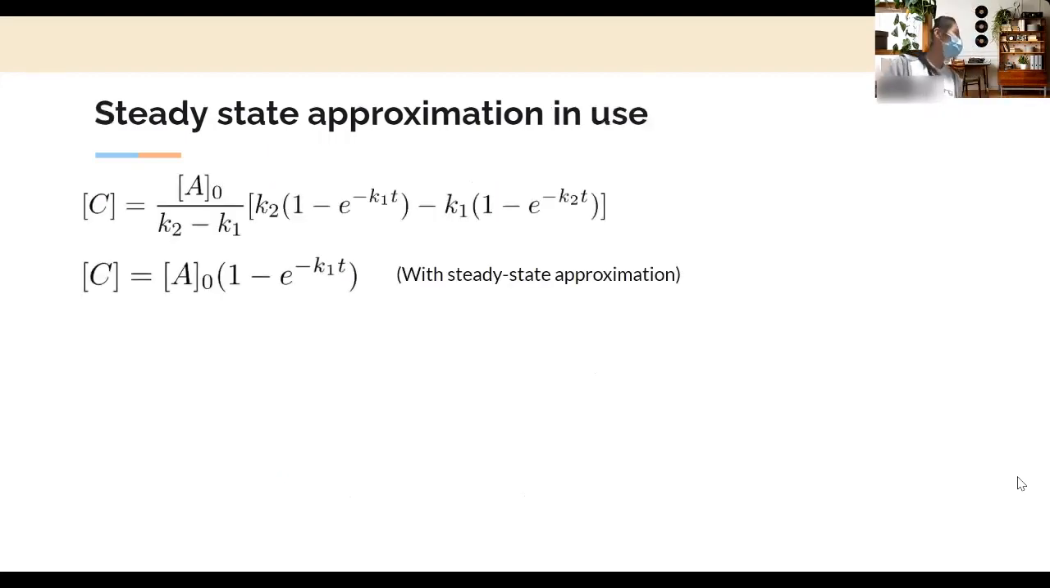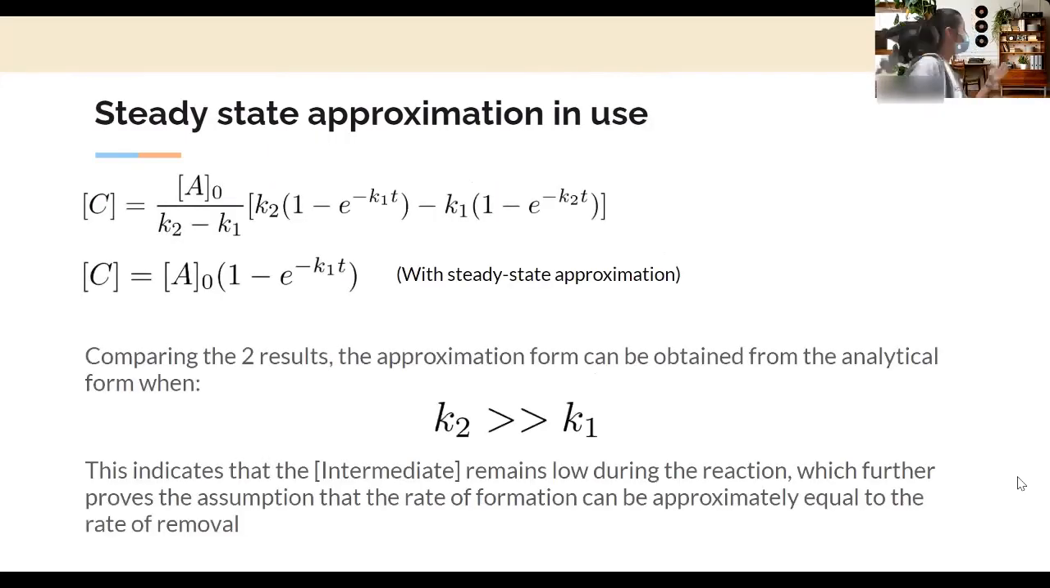Comparing the two results, we can see that the second equation is actually an approximate form of the first equation, whereby K2 is much greater than K1. So that the second term, the minus K1 times 1 minus the exponential term, is much smaller than the K2 term, and the denominator will be simplified into K2. So basically, equation 2 is just an approximate form of equation 1.